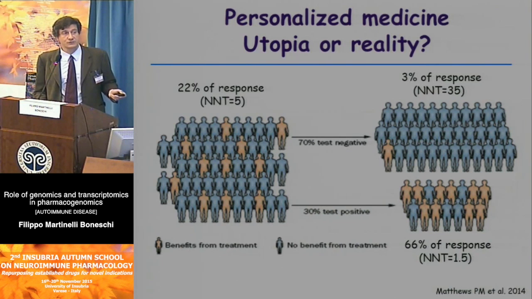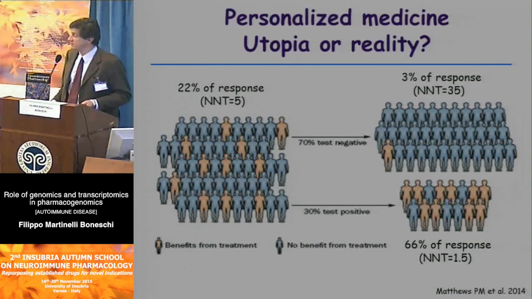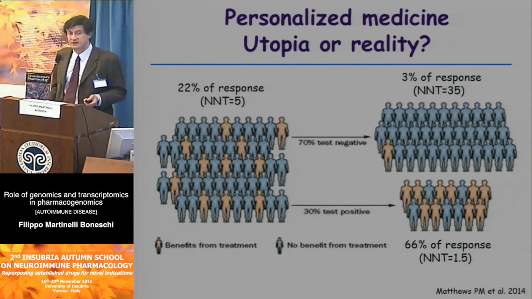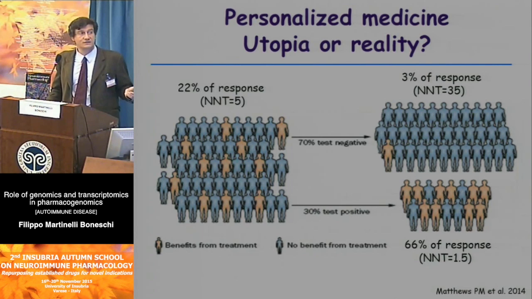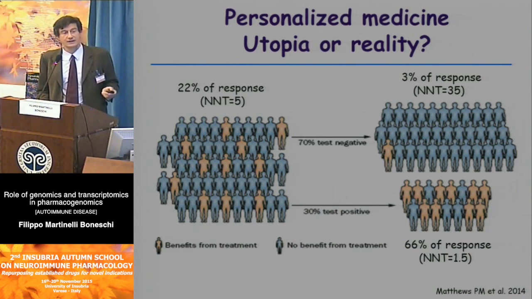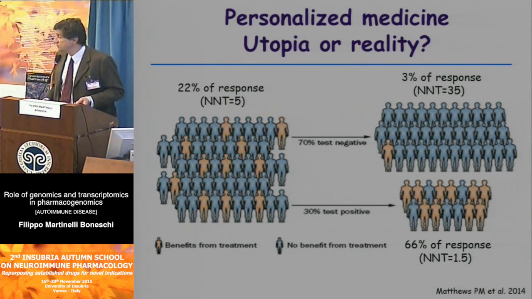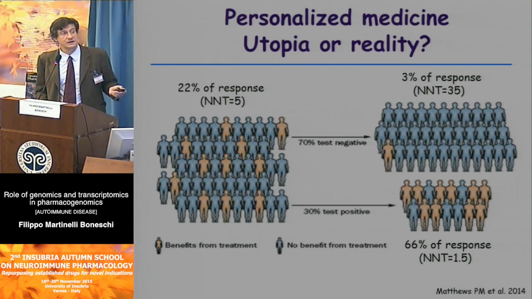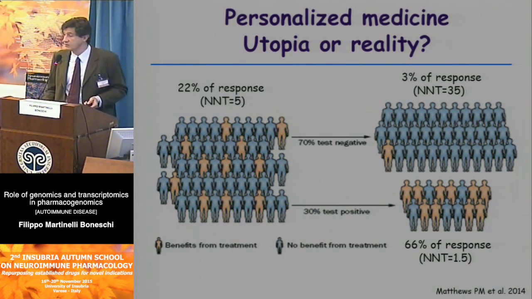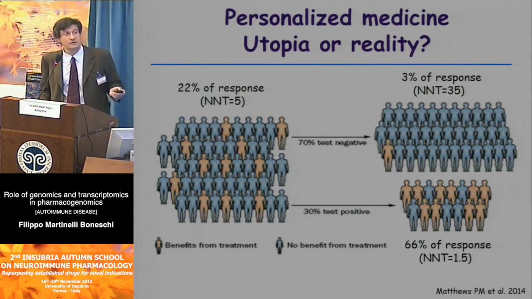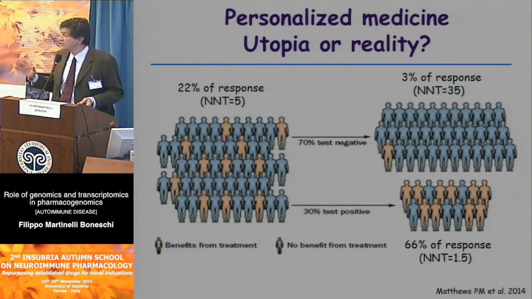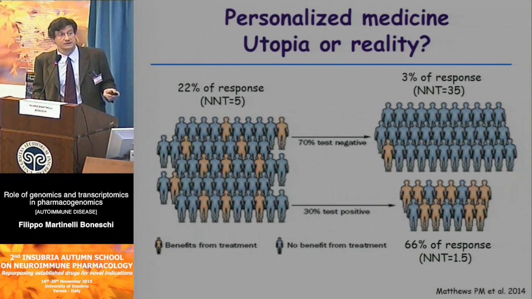So this is an example from a paper of last year. Just imagine that we have a drug with 22% of response. So it's not particularly exciting, but I think that in several diseases, the patients who actually respond to the treatment have this frequency. And of course, it depends on the definition that you use for response. This corresponds to another measure which is used in epidemiology, called number needed to treat. It means that you have to treat 5 patients to have 1 patient who actually responds to the treatment.